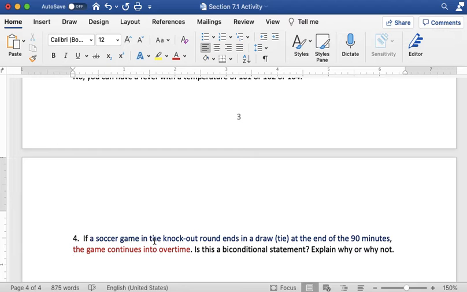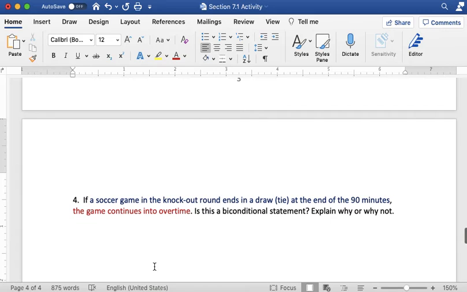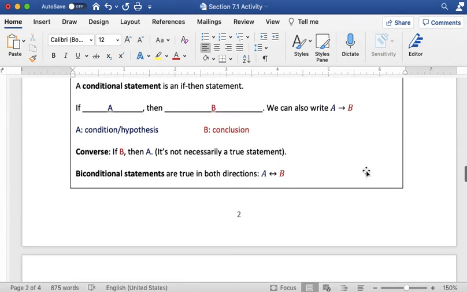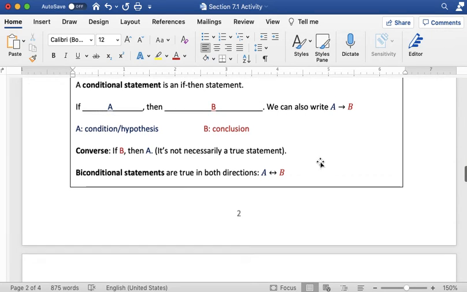So if we flip these two around, if the game continues into overtime, then the game has ended in a draw or a tie at the end of 90 minutes. That is true. If a game goes into overtime, that means that it ended in a tie. It would not go into overtime if there wasn't a tie at the end of the regulation. The game would have just ended if one of the teams had been ahead. So this is a biconditional statement. Remember that a biconditional statement means that it's true in both directions. So the statement itself is true and the converse is true.